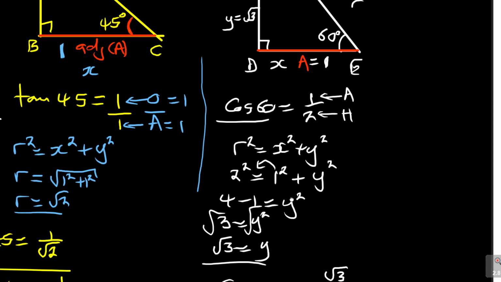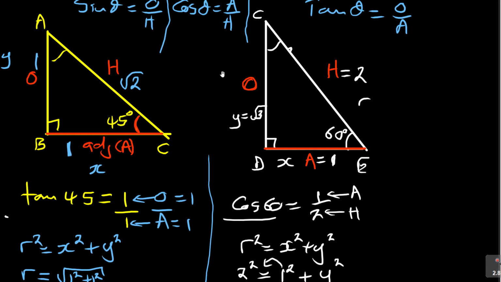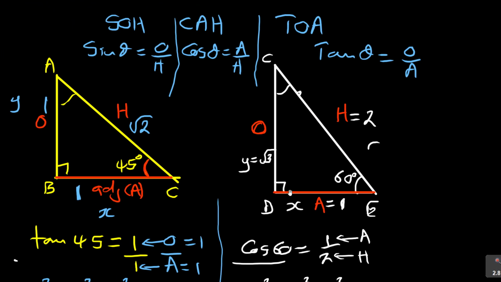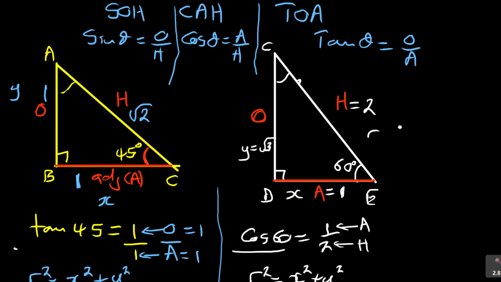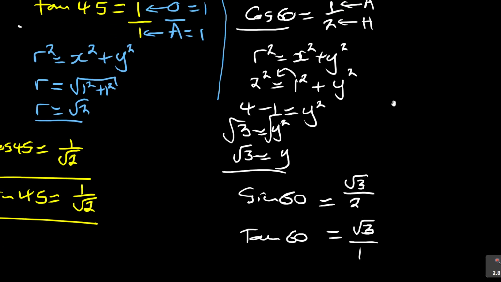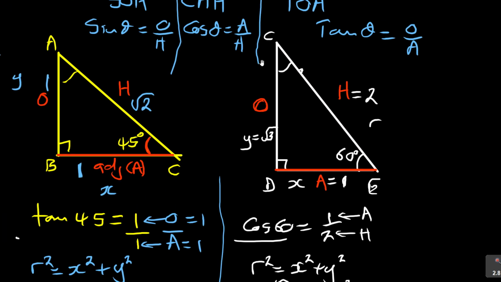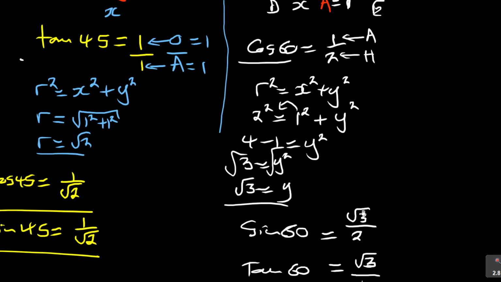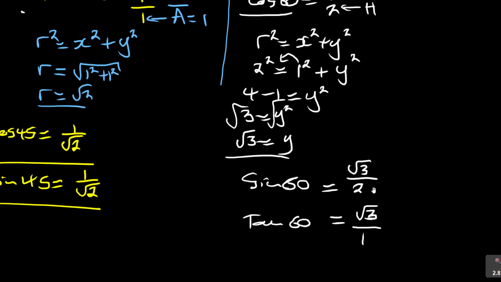Let me check with my triangle. For example, we started with sin 60. Remember, sin is O over H. Sin 60 is O, which is root 3, over H, which is 2. See? There it is, root 3 over 2. What about tan 60? Tan is O over A. O is root 3 over A, which is 1.